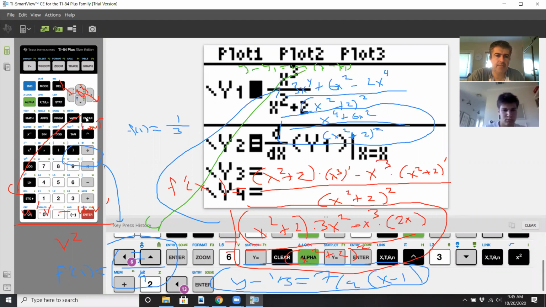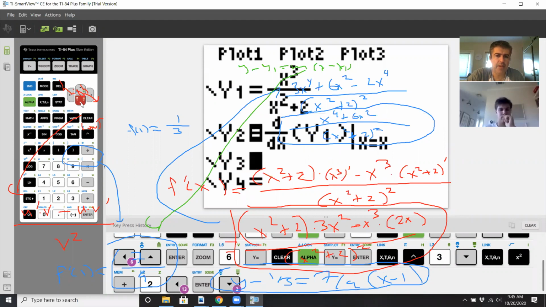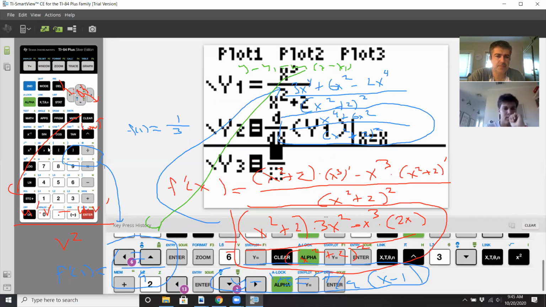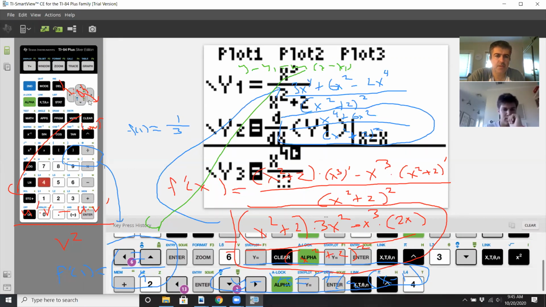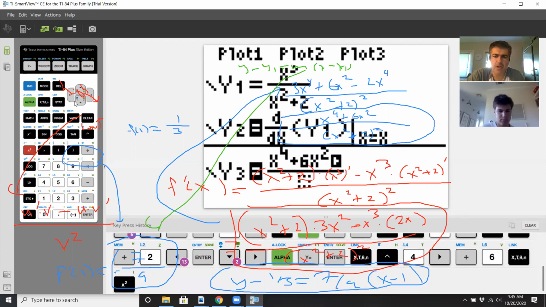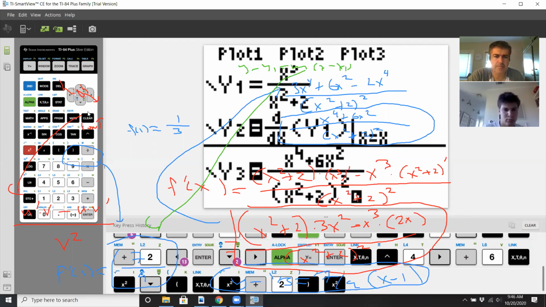I'm going to turn that off. My derivative will be graphed. But then I'm going to type in the expression that I actually found by hand, which was (x^4 + 6x^2) all over (x^2 + 2)^2. These should be identical, so these two should overlap each other.